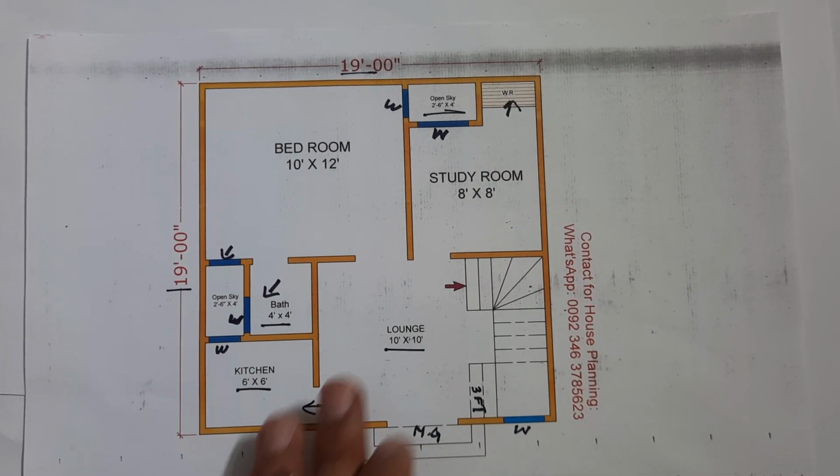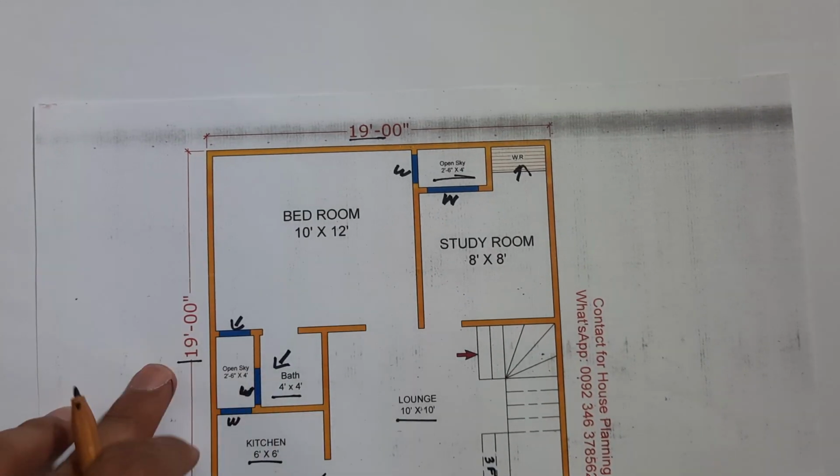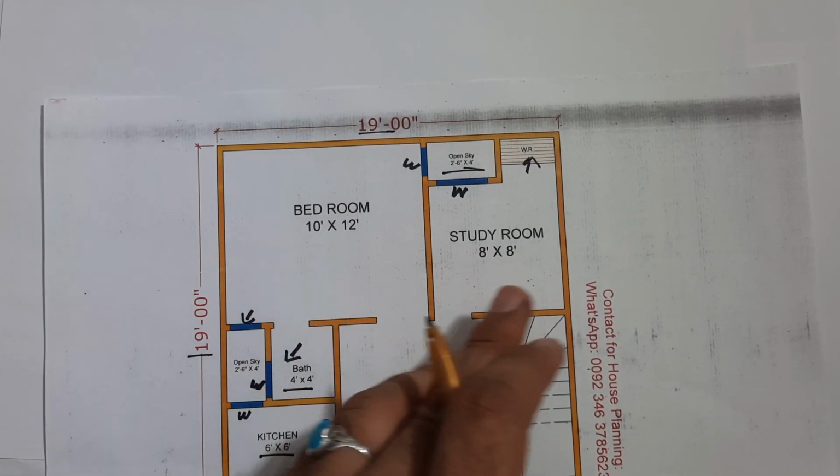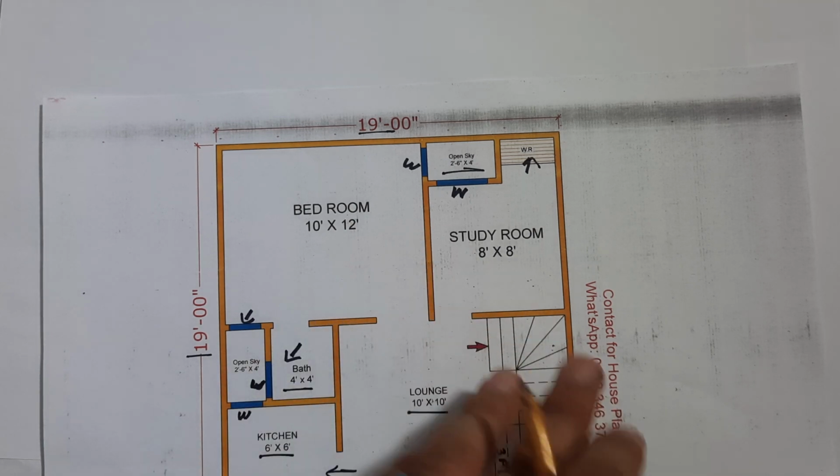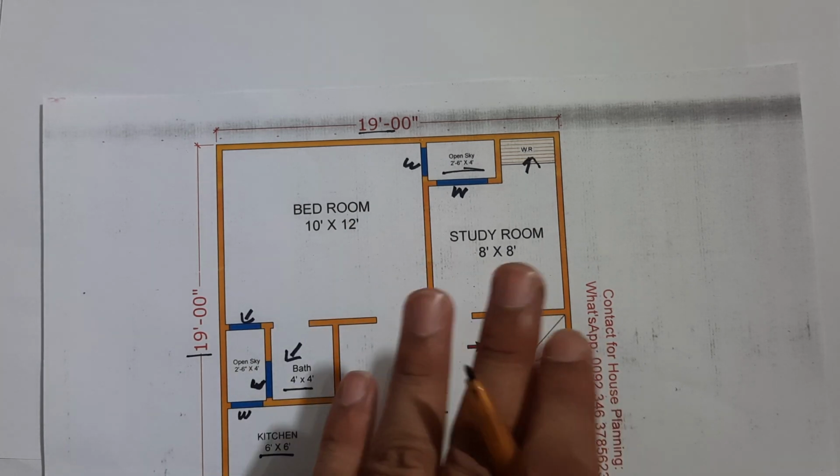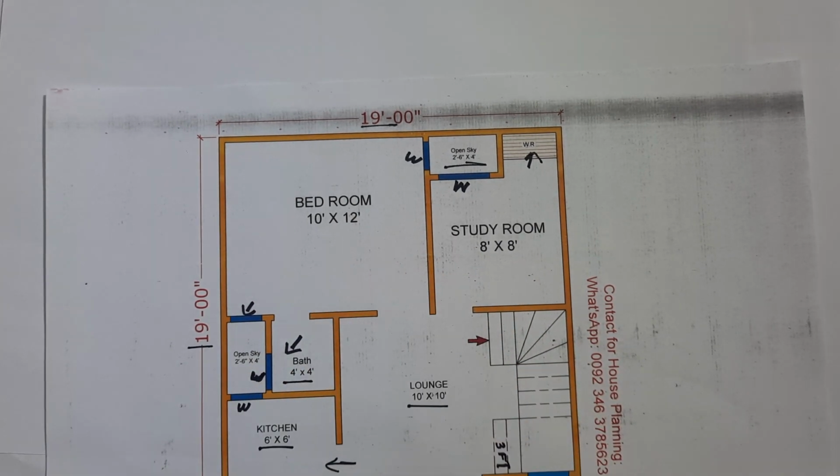Only the size is 19 by 19 feet, and you have the 2 bedrooms on the first floor. Also you will find the 2 bedrooms. So here we have total 4 bedrooms on the ground floor and first floor.